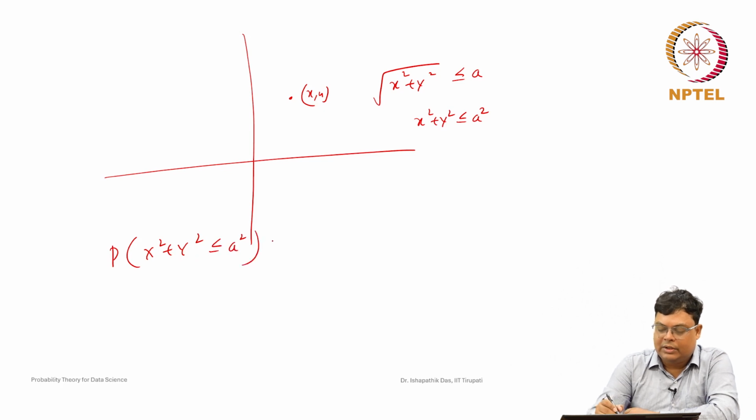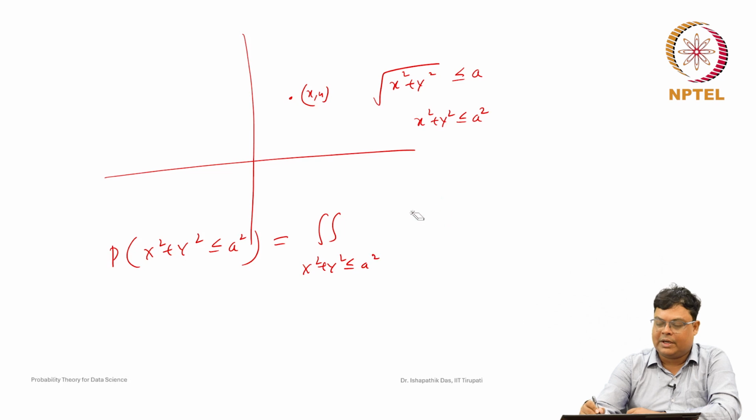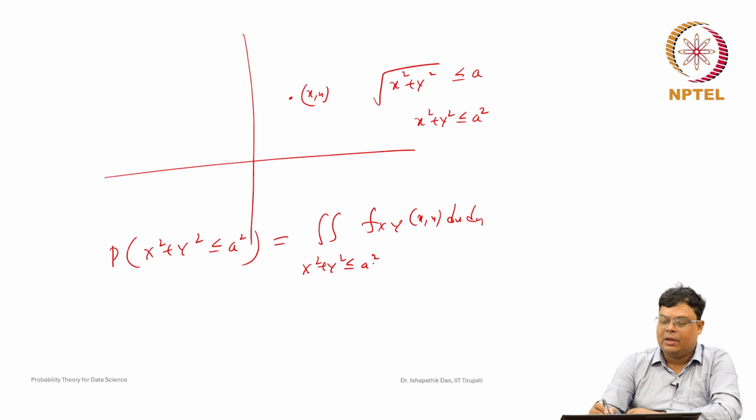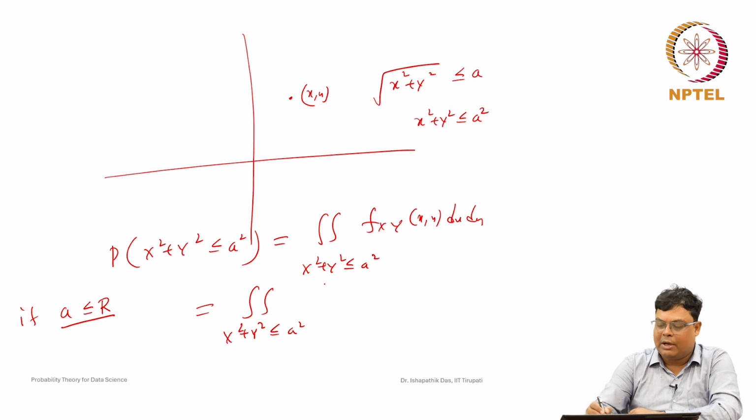Now this is nothing but the integration over x square plus y square less than or equal to a square of 1 by pi r square dx dy. By definition, this is the density function of x, y, dx dy. This is non-zero if a is less than or equal to r: over x square plus y square less than or equal to a square, this value will be 1 by pi r square. If x square plus y square is less than or equal to r square, then only this is 1 by pi r square, otherwise it is 0, dx dy.